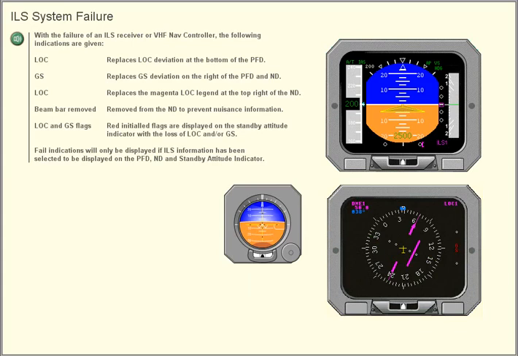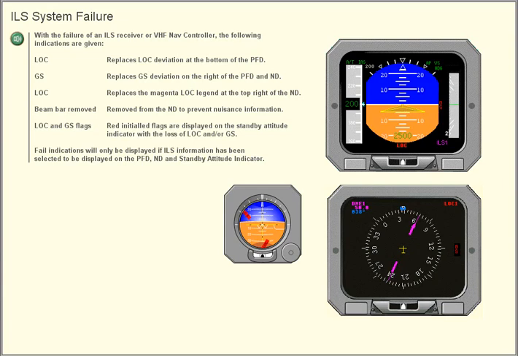ILS System Failure. With the failure of an ILS receiver or VHF nav controller, the following indications are given. LOC replaces localizer deviation at the bottom of the PFD. GS replaces glide slope deviation on the right of the PFD and ND. LOC replaces the magenta LOC legend at the top right of the ND. Beam bar removed from the ND to prevent nuisance information. LOC and GS flags.